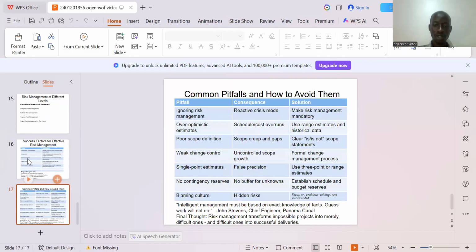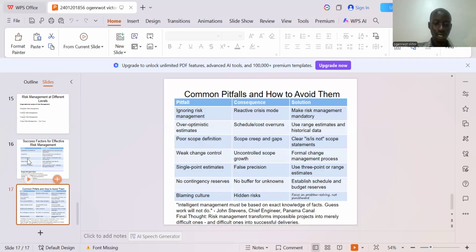So here are the common pitfalls and how to avoid them. Ignoring risk management: if you ignore risks, you will enter a reactive crisis mode. And how do you address that? You make sure that risk management is mandatory. Over-optimistic estimates: here it has to do with the schedule and cost overruns. Use range estimates and historical data to make sure that you don't run above the defined budget or what was planned at the beginning. Moving on, you have poor scope definition, weak change control, single point estimates, and not having a contingency plan or contingency reserves. All of this, when you add them up, impacts a project.